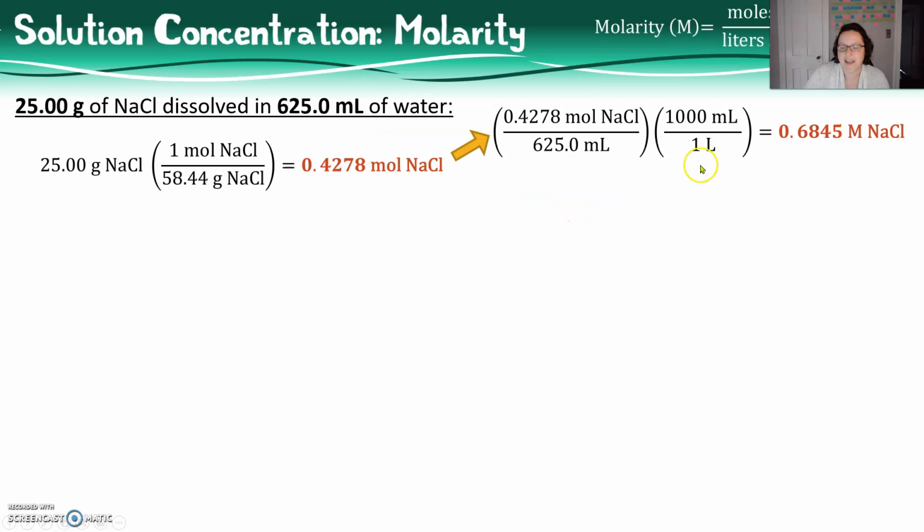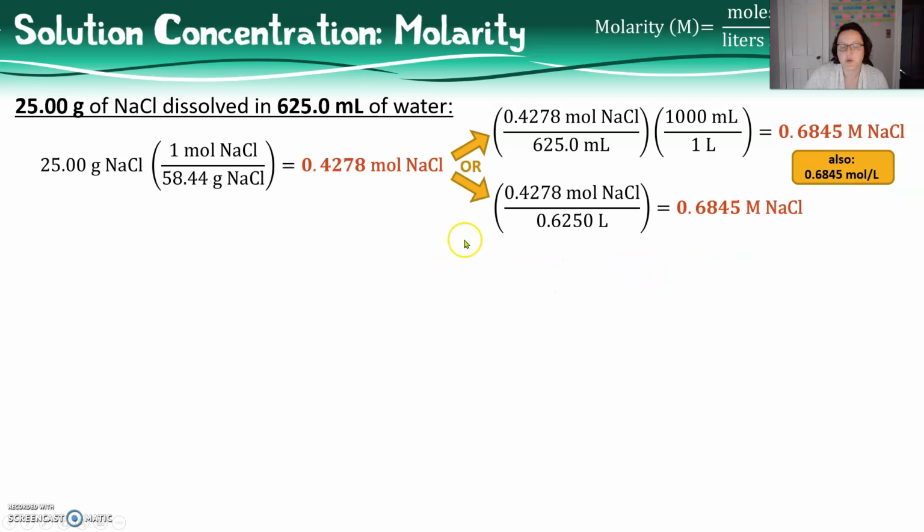I'll also add a conversion factor to correct for units, as the volume I'm dividing by here is given in milliliters instead of liters. So all in all, this leads to 25 grams of sodium chloride being dissolved in 625 milliliters of water to give a resulting solution that has a concentration of 0.6845 molar sodium chloride. Remember that this molarity is also interpreted as 0.6845 moles per 1 liter.